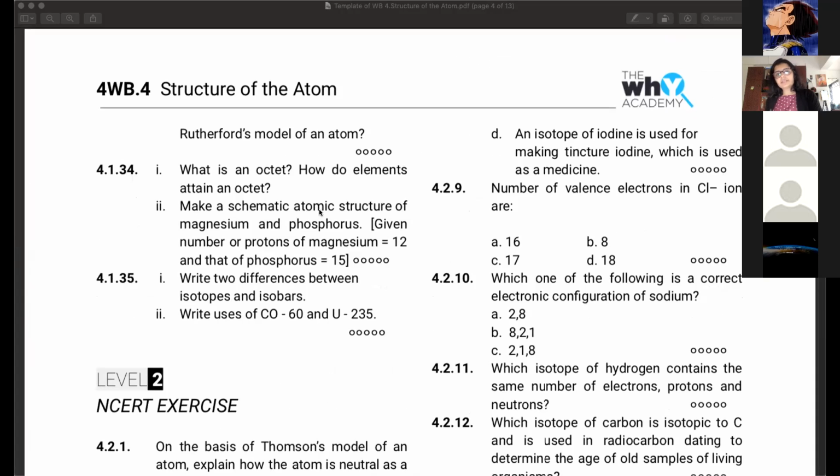Make a schematic atomic structure of magnesium and phosphorus. Schematic atomic structure matlab magnesium का electronic configuration क्या है? You've done this abhi. 282. So if it's a schematic atomic structure, you just need to draw this one.